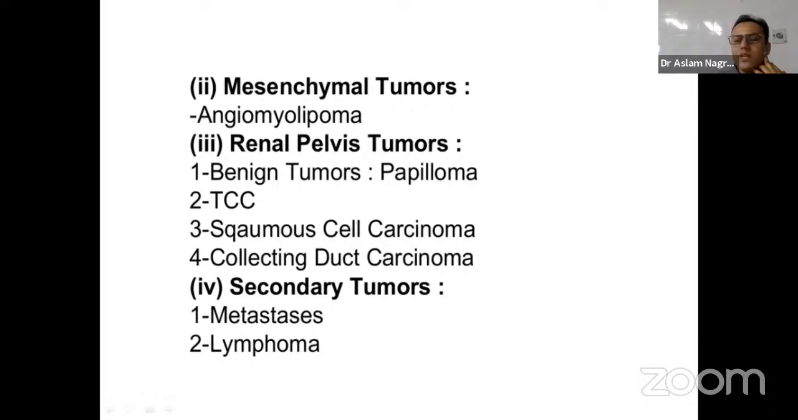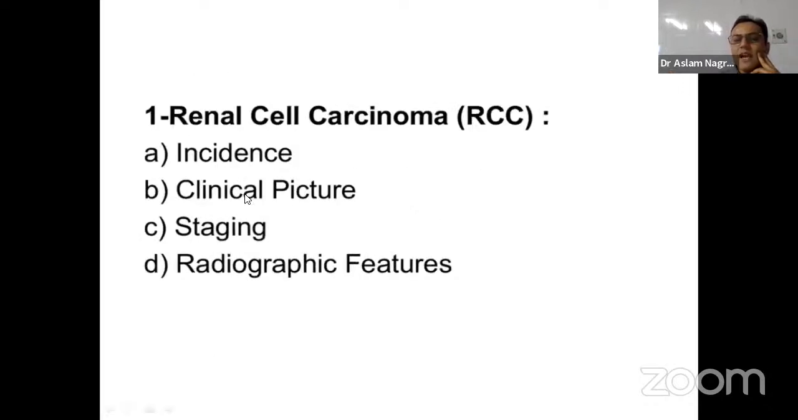Metastasis, you have to look upwards and downwards. You will find a primary tumor elsewhere in the body. In the lymphoma, a very characteristic feature, a robust appearance, a mass will be visible that is displacing the entire kidney.